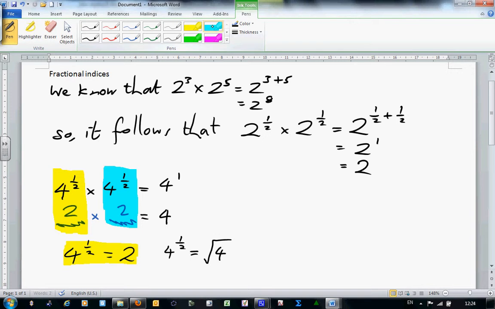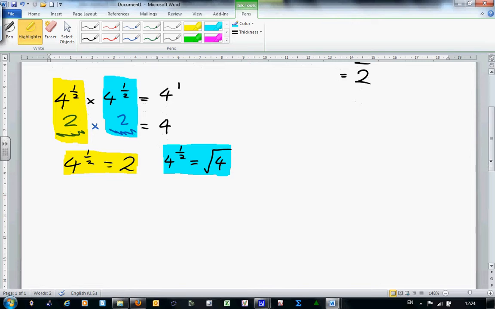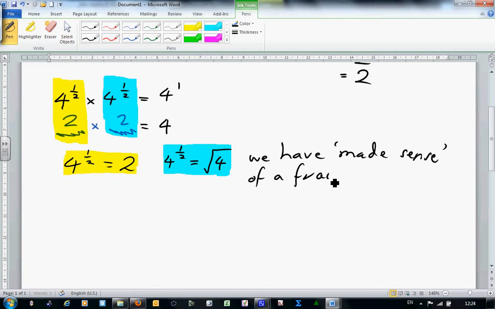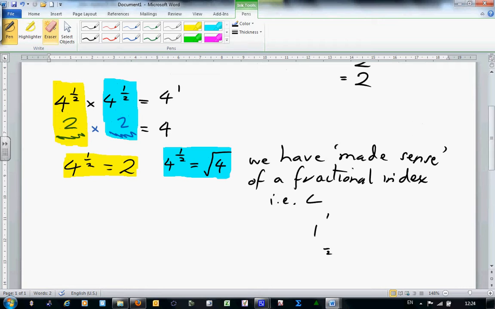So it looks like the square root of 4 is 4 to the power of a half. What we have done is made sense of a fractional index, i.e. 4 to the power of a half is the same as the square root of 4.